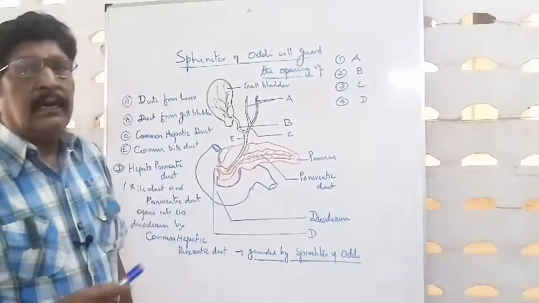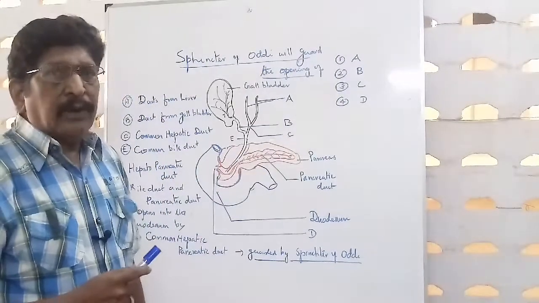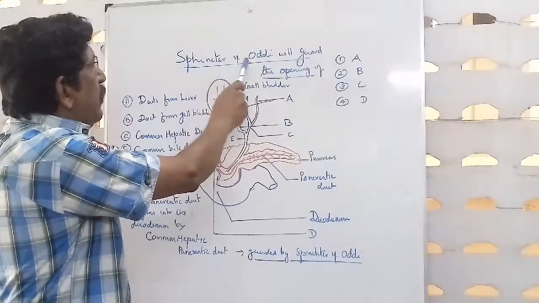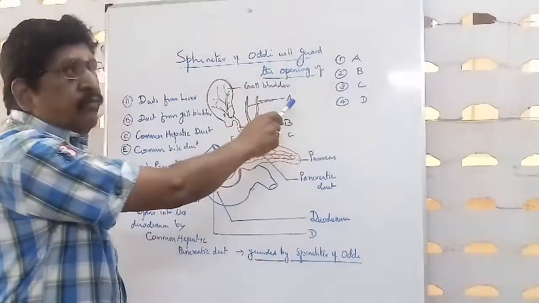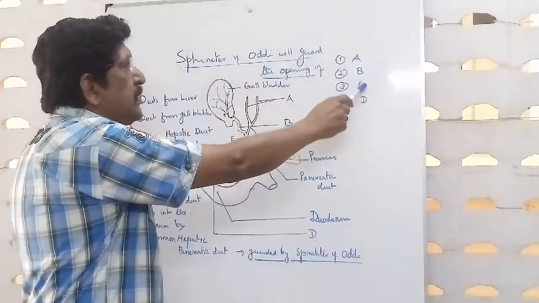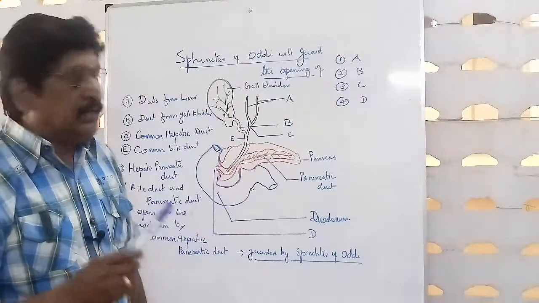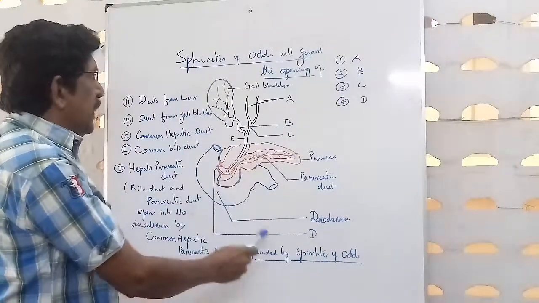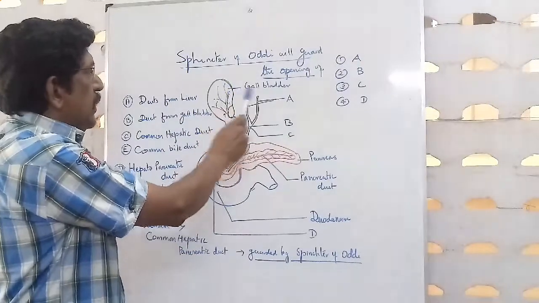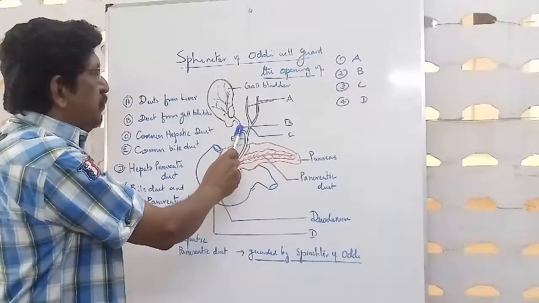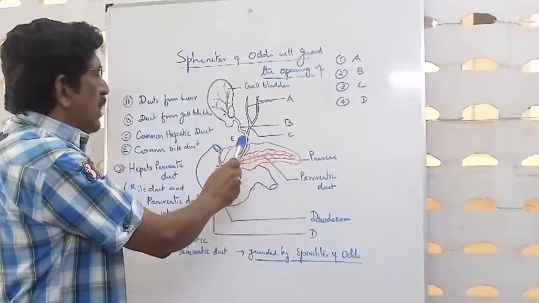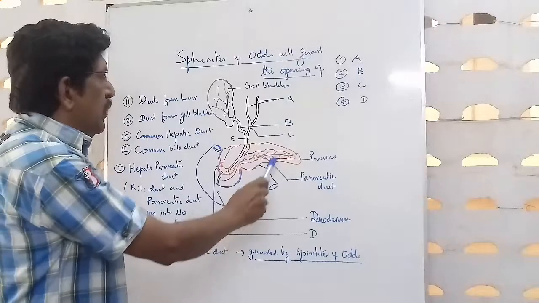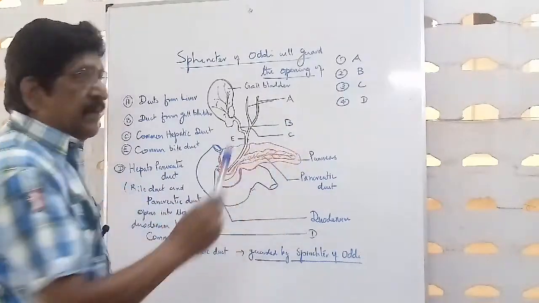The next diagram question I am going to explain is this. The question here is, sphincter of Oddi will guard the opening of. There are 4 options, A, B, C and D. This is the question and this is the diagram. This is the gallbladder. This is A, this is B, this is C, this is E and this is D, and this part is the duodenum. This is pancreas, this is pancreatic duct.